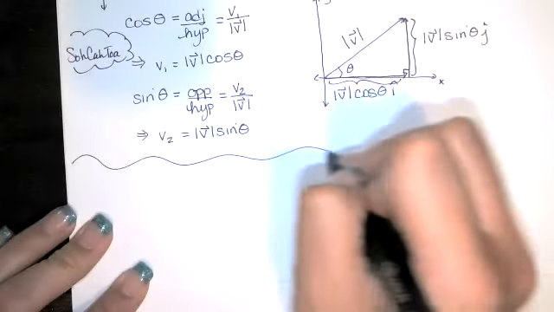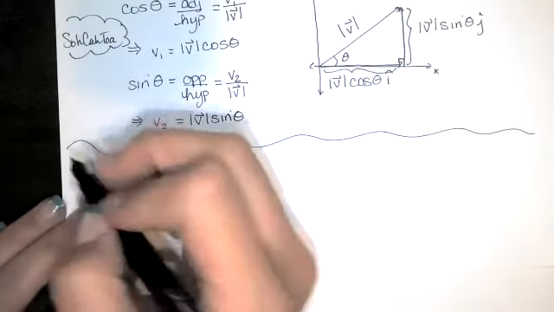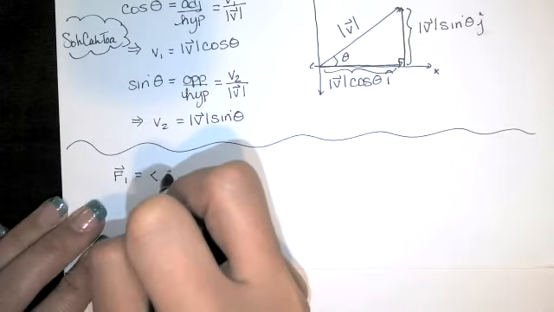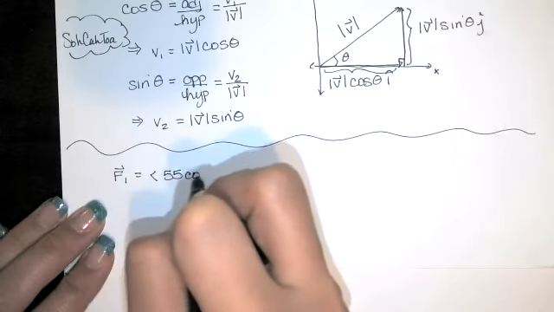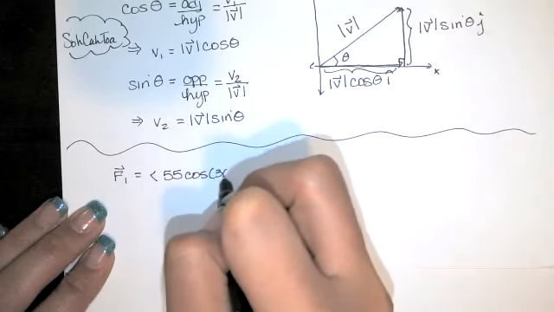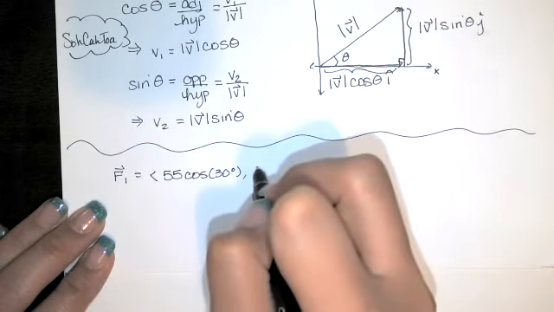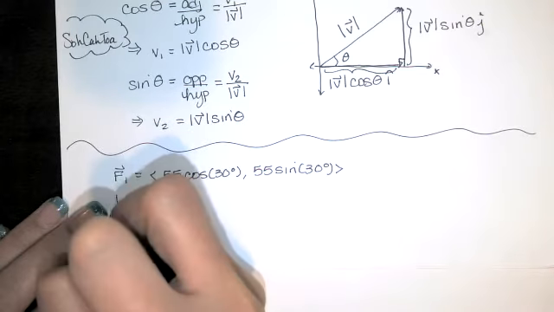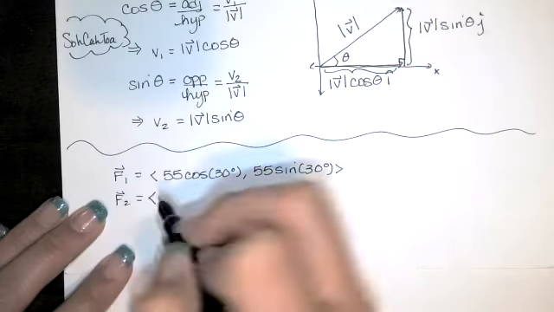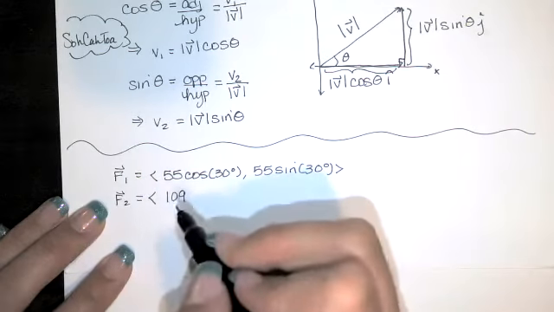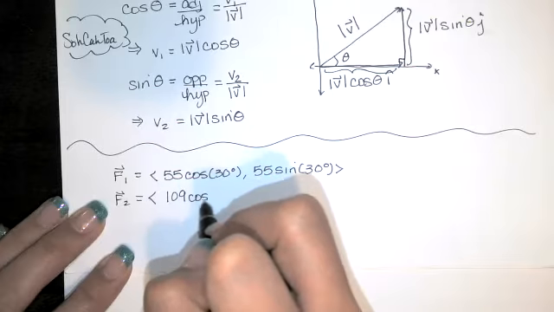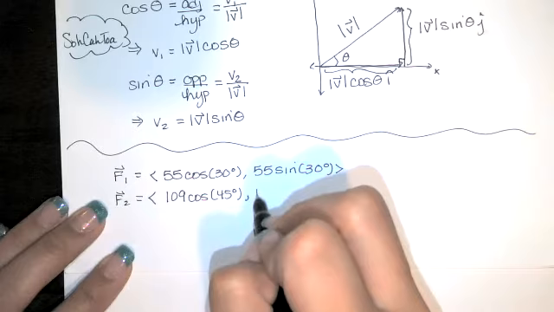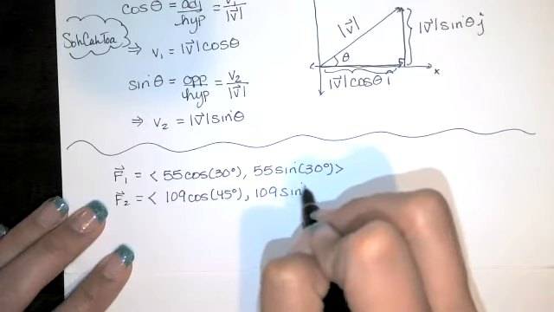So let's do the computation. This first force had a magnitude of 55 pounds. We had 55 times cosine of that angle with the positive x-axis, which was 30. And the y component looks just like that, but rather than a cosine, you have a sine. And for the second force, you've got 109 pounds as its magnitude, times the cosine of the angle that force makes with the positive x-axis, which is 45. And the y component looks the same, but it just has a sine function.